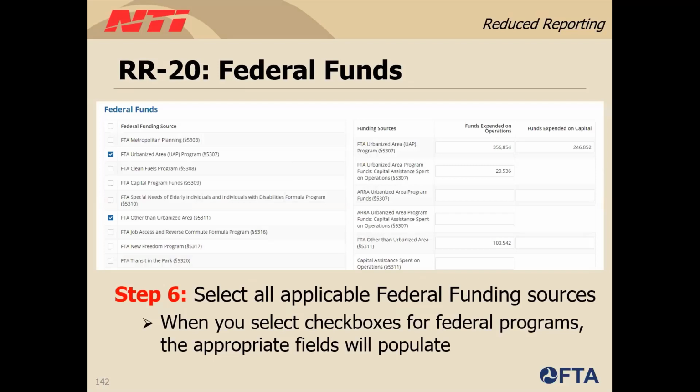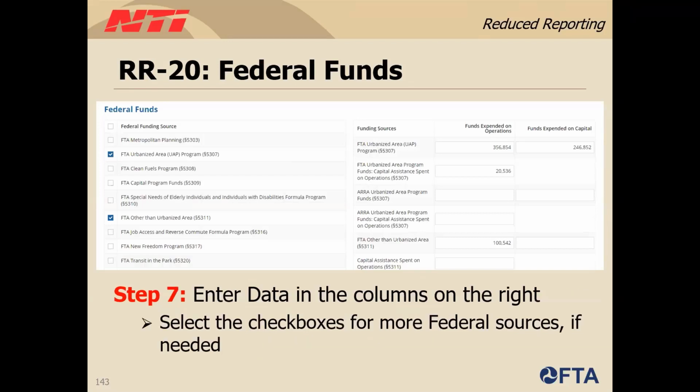The last portion of the financial data section is federal funds. You will first select the applicable federal funding sources on the left side of the form. Once you do so, fields will populate to the right side of the form for data entry. Once you have determined the appropriate sources, you will enter the data for each federal funding source. As a reminder, you will need to report funds expended on operations and funds expended on capital in separate columns.